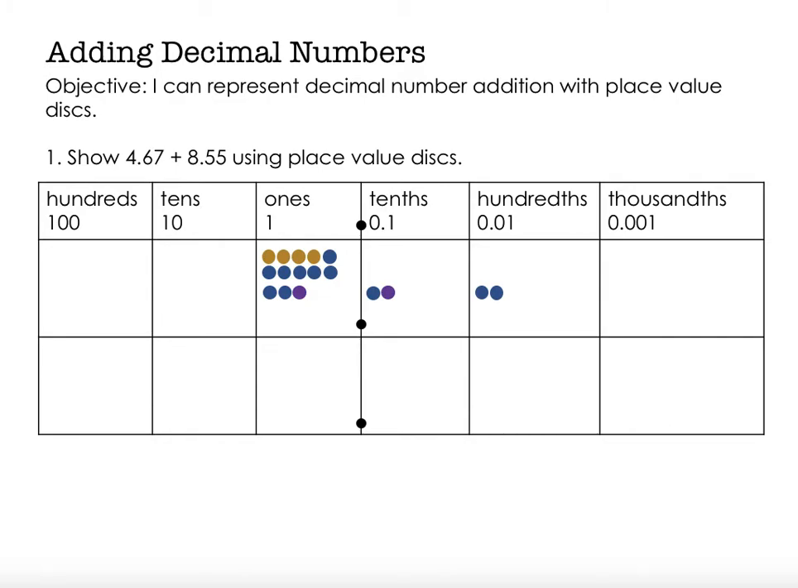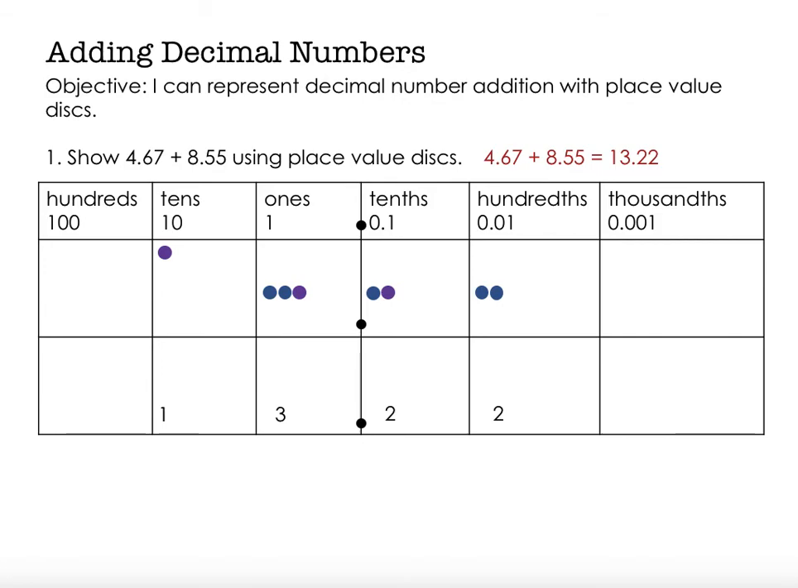In my ones place, I have more than 10. I have 13 right now. So I'm going to bundle up 10 of those and move it to the next place value higher, which is the tens place. So those 10 ones is the same thing as 1 ten. Now that everything's bundled and I have the smallest number I possibly can in each of those place values, I can just record the digits. So in my hundredths place, I have a 2. In my tenths place, I have 2 as well. In the ones place, I have a 3, and in the tens place, I have a 1. So when I add 4 and 67 hundredths to 8 and 55 hundredths, I get 13 and 22 hundredths.